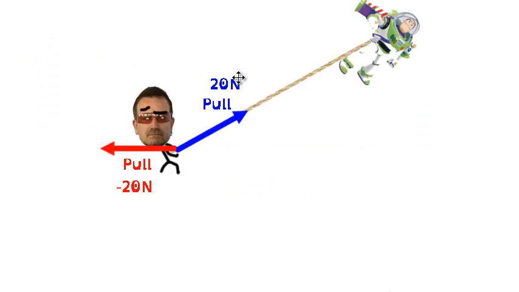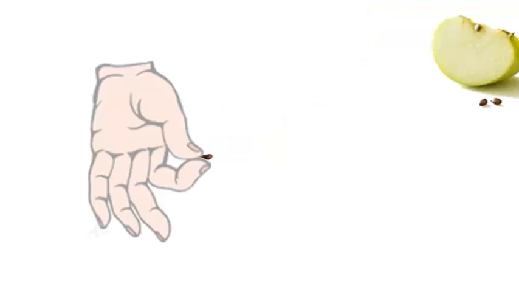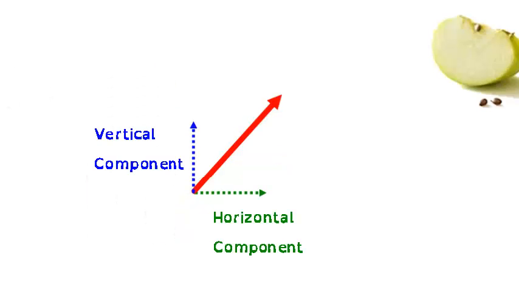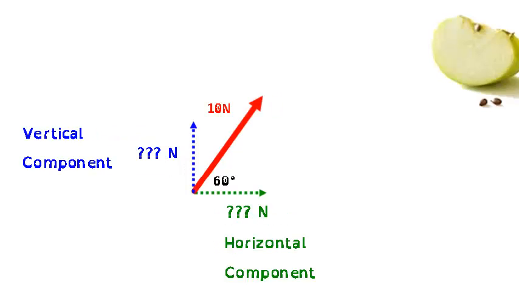So what about if it's a diagonal? That we have to split up into components. It's kind of like when you squeeze an apple pip. The two forces act diagonally to create one horizontal force, and the pip shoots out. So we're going to break up our diagonal into vertical and horizontal components. Let's say we get one of about 10 newtons at 60 degrees.